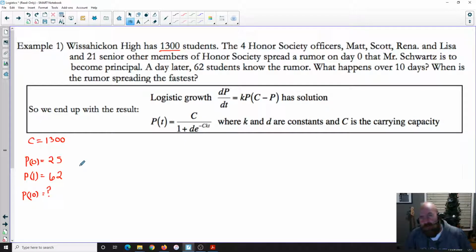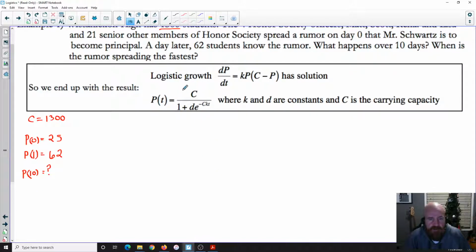So just like any other problem that we dealt with exponentials, we plug in what we know to find what we don't know. So do we know anything about a growth rate? The answer is no. So we're not going to use the differential. We would have to know a growth rate to use the differential. So we're going to go ahead and use our logistic growth model. So we're going to plug in. We know P of 0, so let's start there. P of 0 is 25. Carrying capacity is 1,300. We have this 1 plus, we don't know this D.